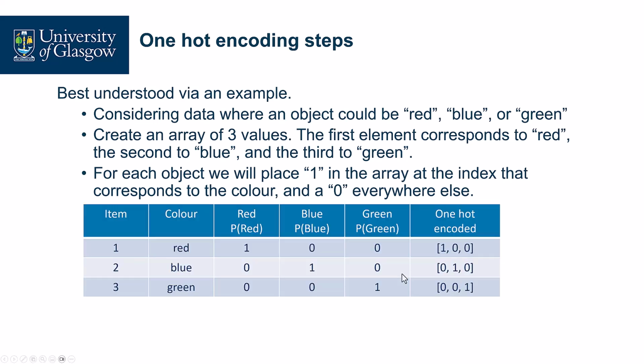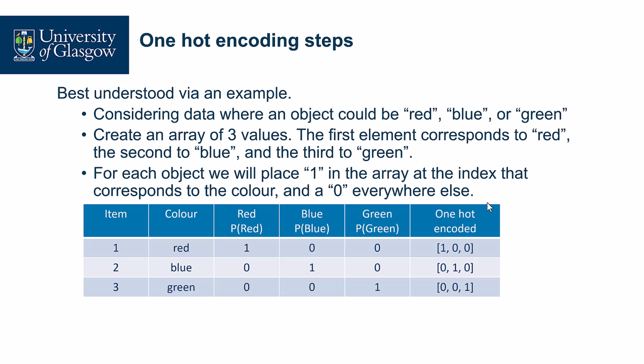So now let's see for the 3 items, if it's red, blue, green, then we will generate this. If the color is red, we put 1 in P red, and 0 in P blue and P green. Blue, we put 1 in P blue, 0 in P red and P green. Green, we put 1 in P green. All the others are 0. So the result of this, we can see 1 0 0, 0 1 0, 0 0 1. So this is the one-hot encoding of these 3 items or 3 objects.